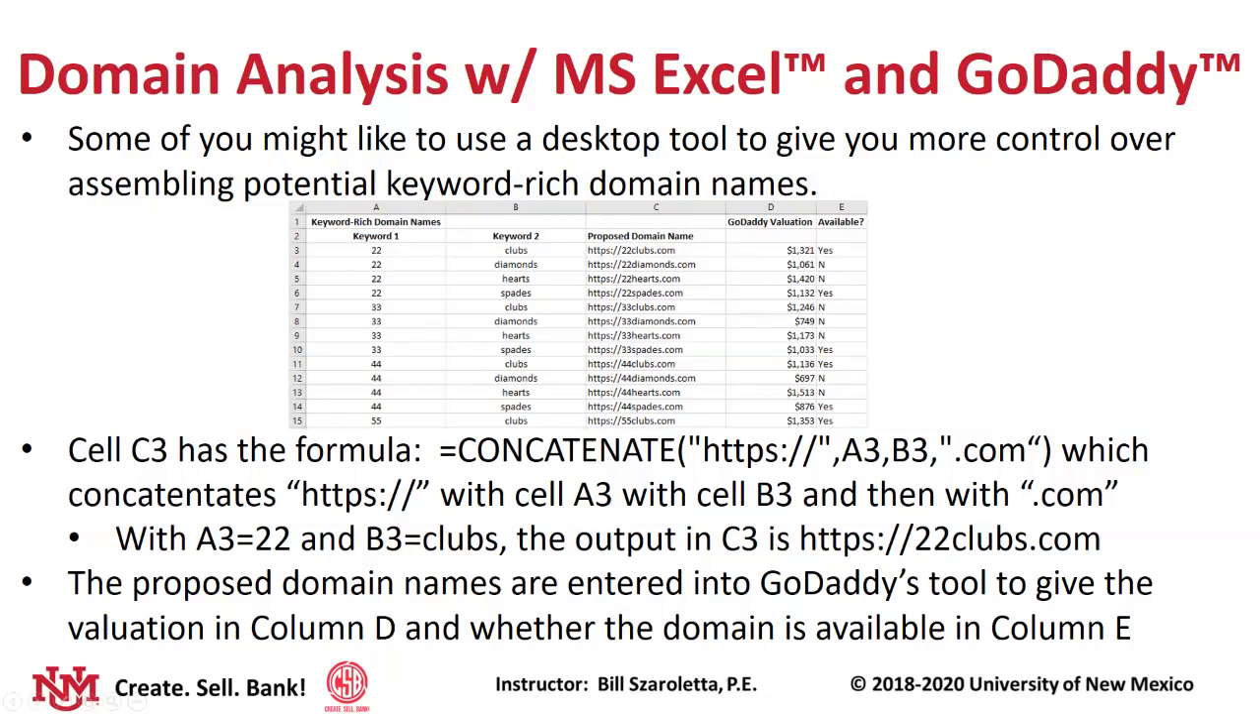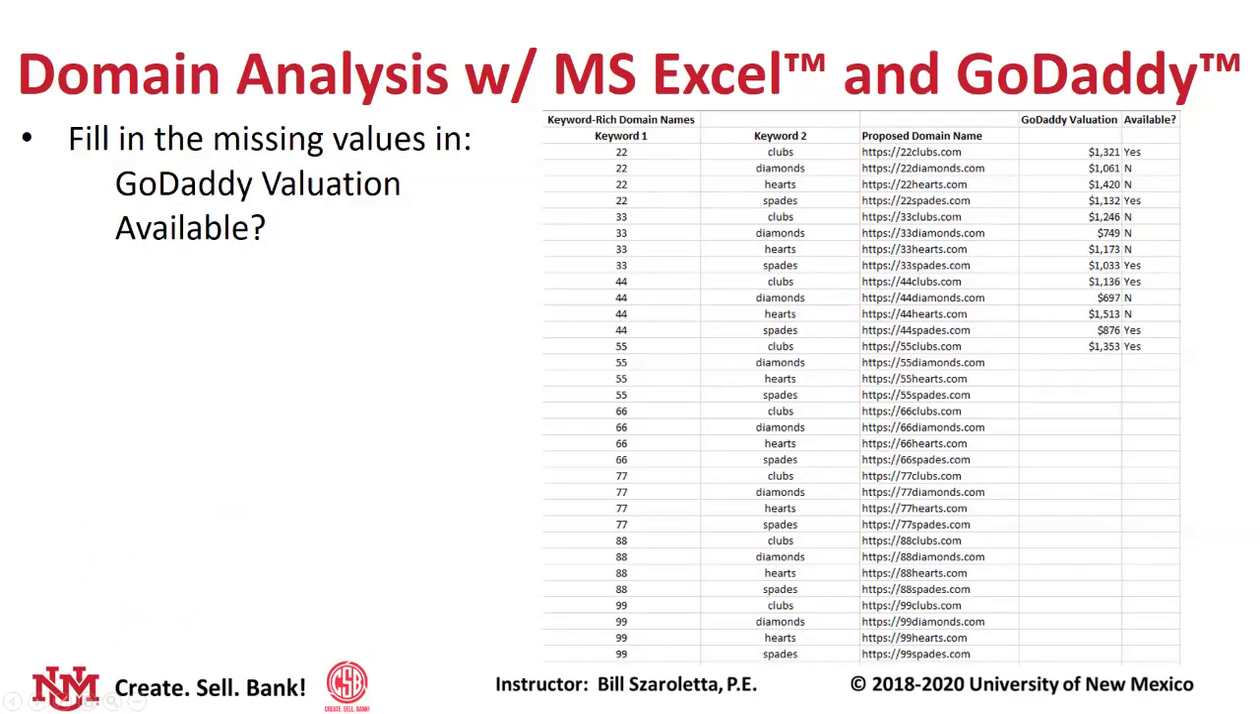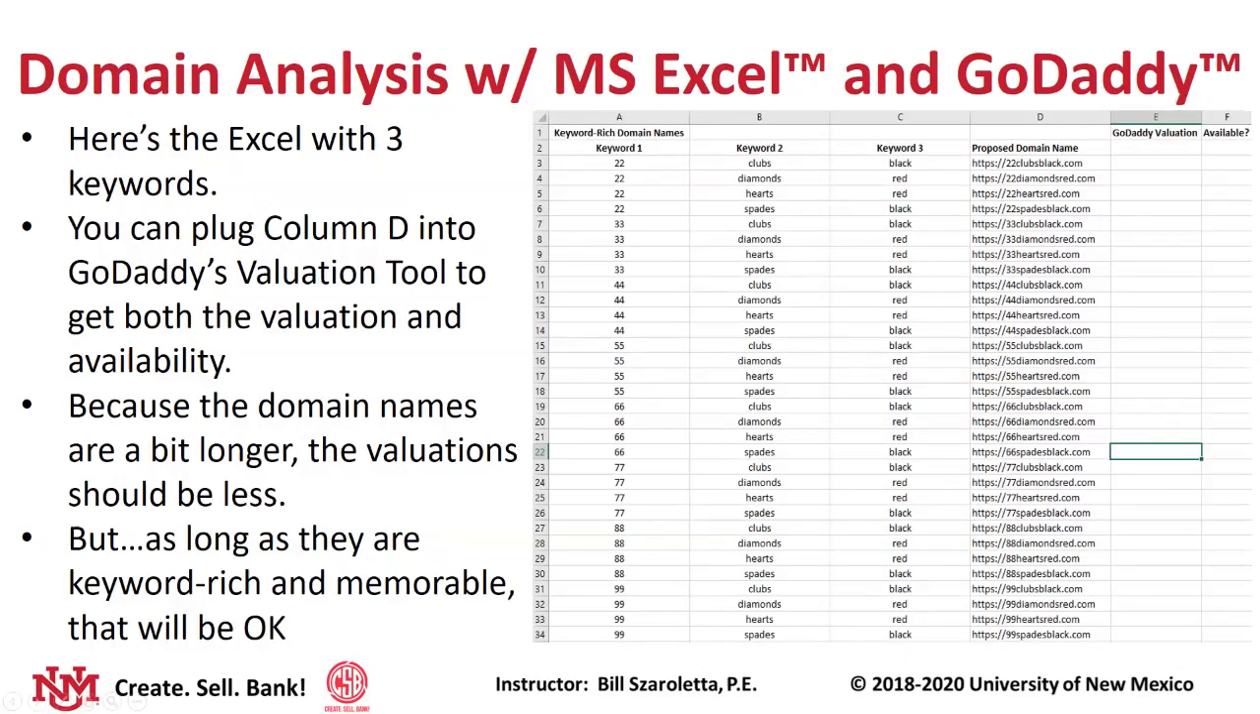I think the big thing here is to add column E that has whether it's available or not, because you don't want to necessarily waste time on ones that aren't available. And you can fill in values and just keep on going down. I'm not going to ask you to do this, but that's the entire list.